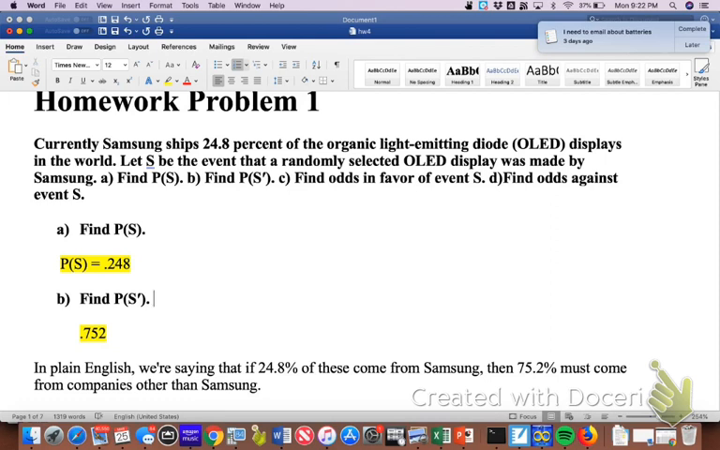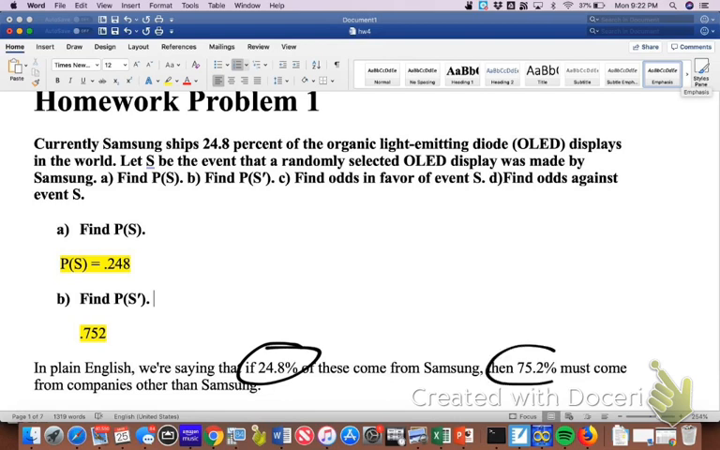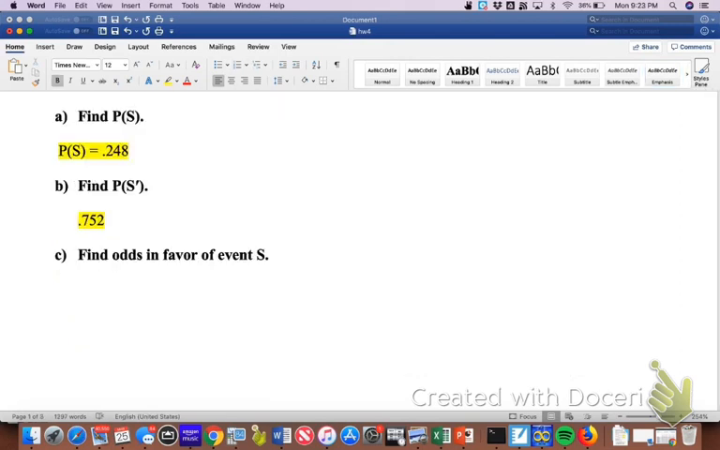So something I just like to add, just like in plain old English, it's just saying that if 24.8% of them come from Samsung, then we assume that 75.2% come from companies other than Samsung. That's just how you would say it in regular old plain English.